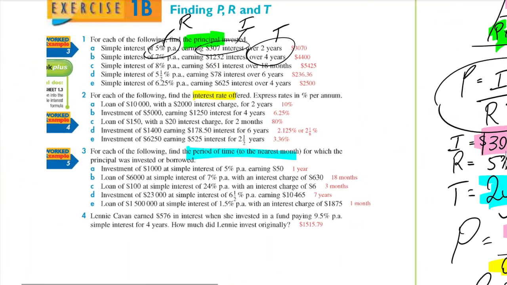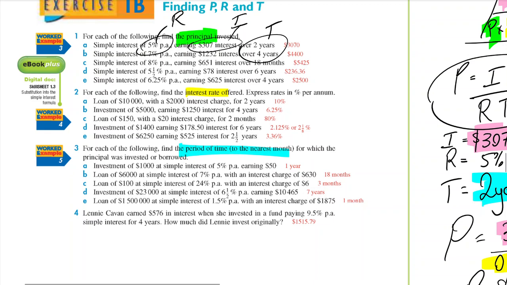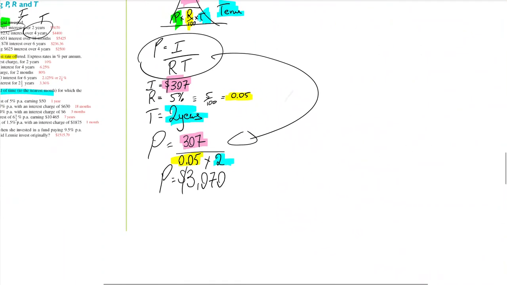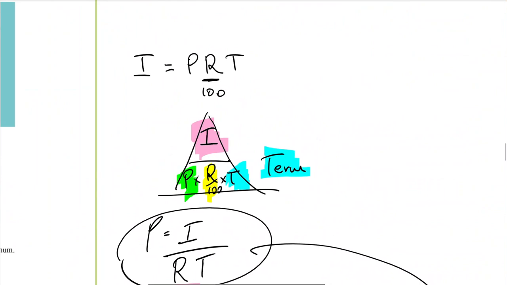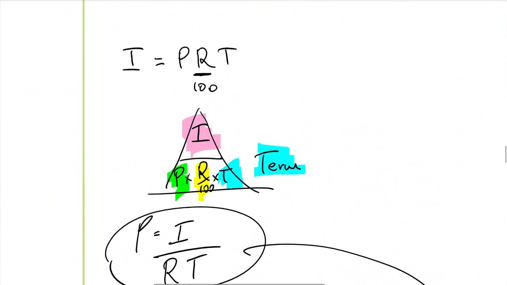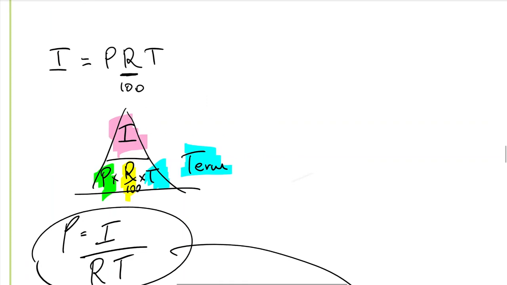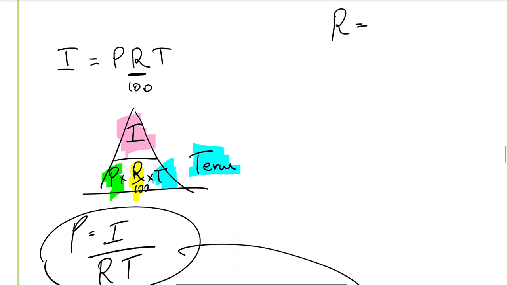Okay, the next one, question 2a, is asking for interest rate. So the interest rate, again, I'll use my same triangle. Now don't get confused, you're seeing the word interest before it, but it's asking you for the rate. Rate is the percentage. It wants to know how much percent is being added by that simple interest. All right, so we write R on the side. We cover R. What is left? I divided by PT. Good.